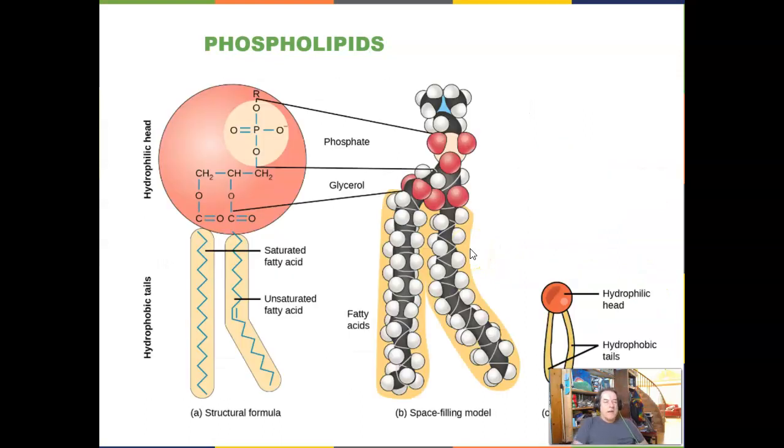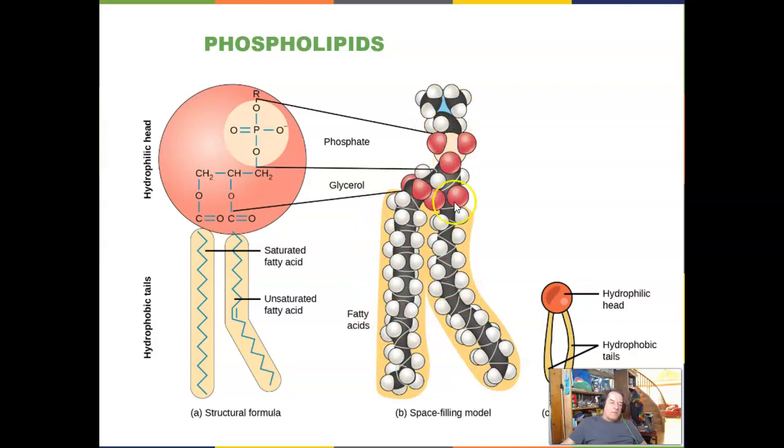All right. Here, this is a schematic version of it. This is a space-filling model of it, more accurate, what you would see under a microscope if you could really see the molecule. And here's a simplified version of it that we use in textbooks when we're talking about membranes, but not getting into the particular chemistry of the phospholipid.